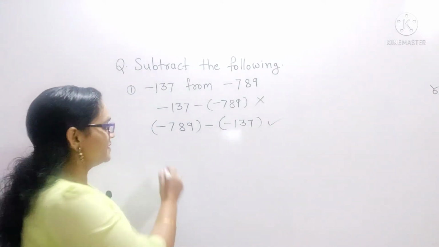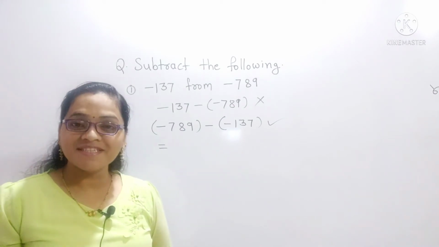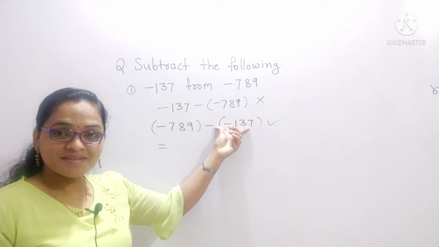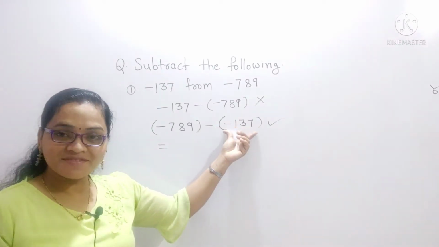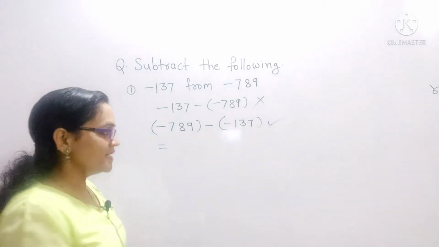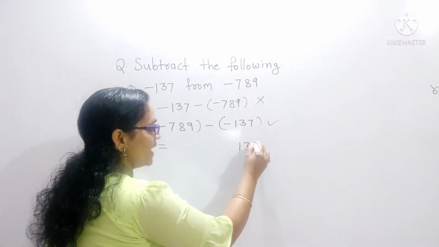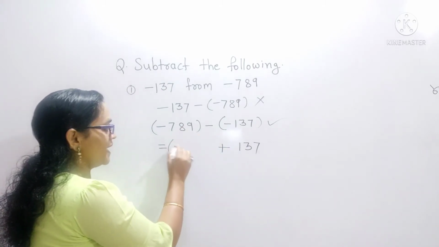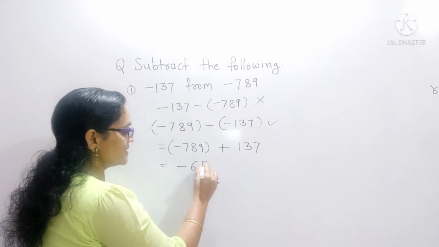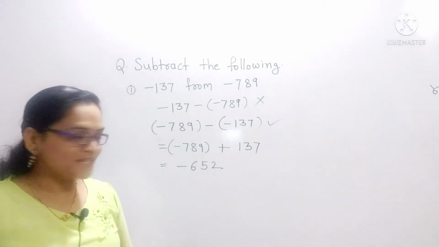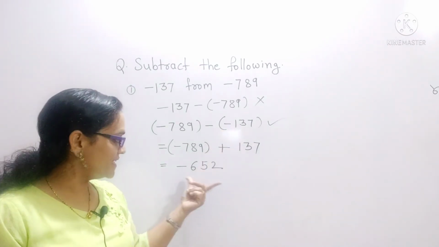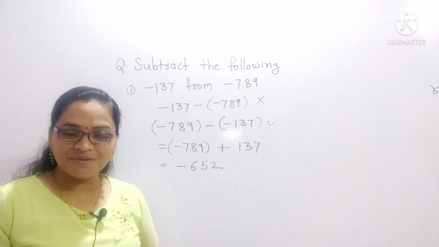Okay. Then solve it. Subtraction is the reverse process of addition. So add the additive inverse of minus 137. The additive inverse of minus 137 is plus 137. Add these two to minus 789, and the answer is minus 652. Means the difference of minus 789 and minus 137 is minus 652.